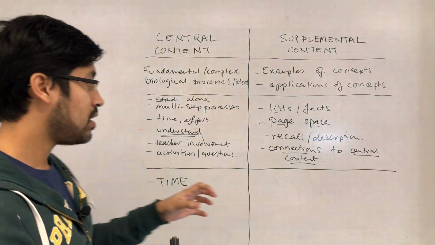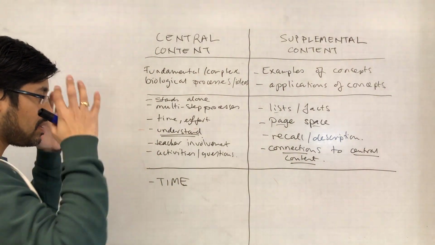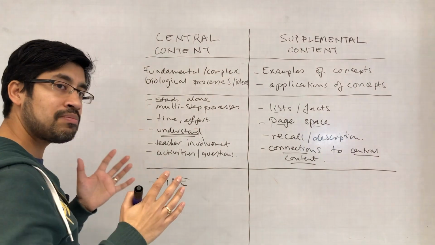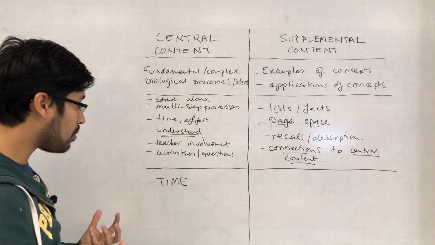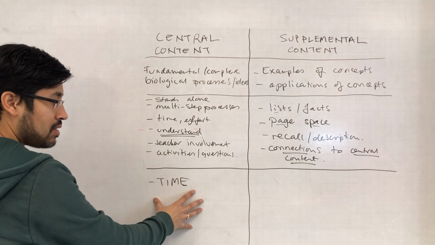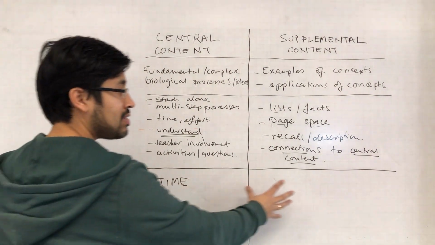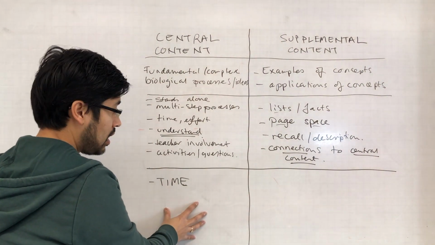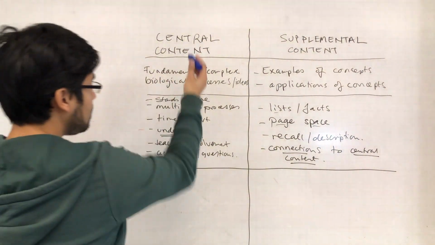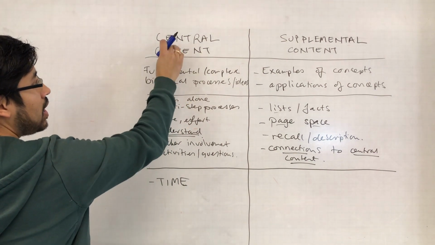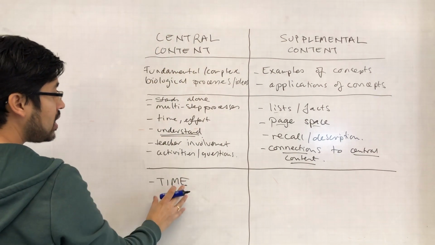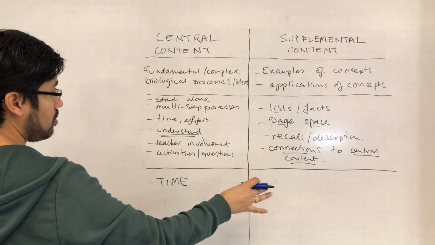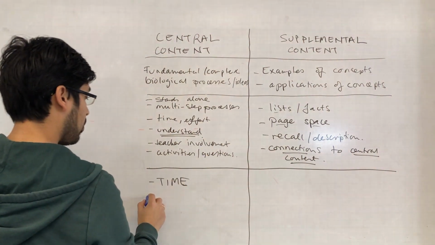Whereas the investment of thinking power that it takes to understand the immune system versus remembering the different types of pathogens is very, very different. So this is important, that we're willing to give more time to the central content versus the supplemental content. So you've got time on one hand.